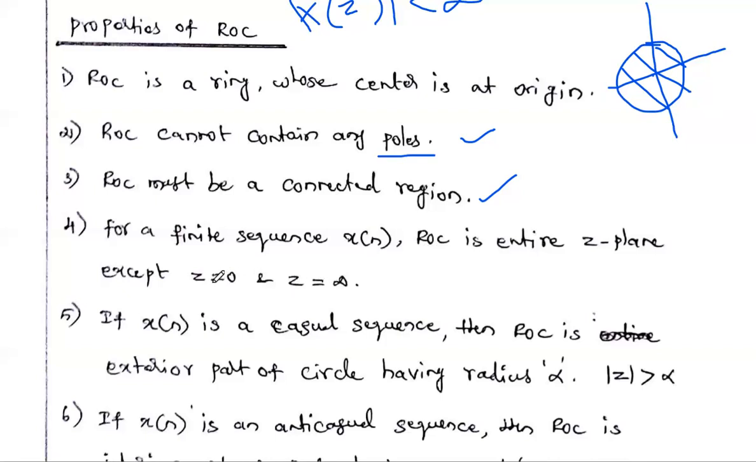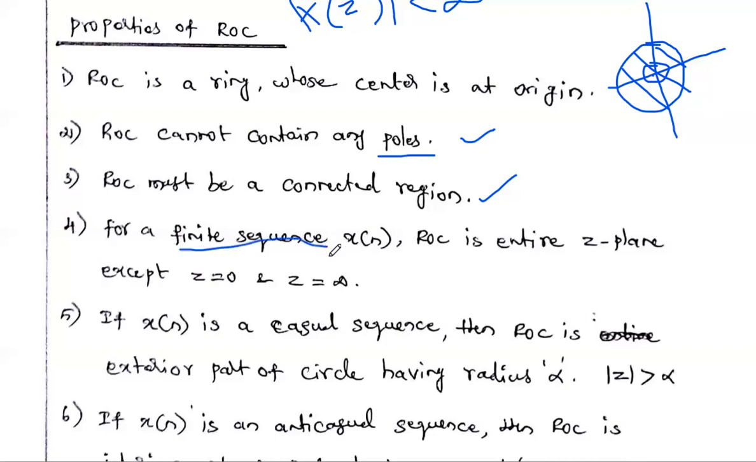So what is a 2 point? It means Z equal to 0 and Z equal to infinity. That is, the origin is not in the ROC, and Z equal to infinity is not in the ROC. So except the 2 points, all the remaining points are in the ROC, if it is a finite sequence.